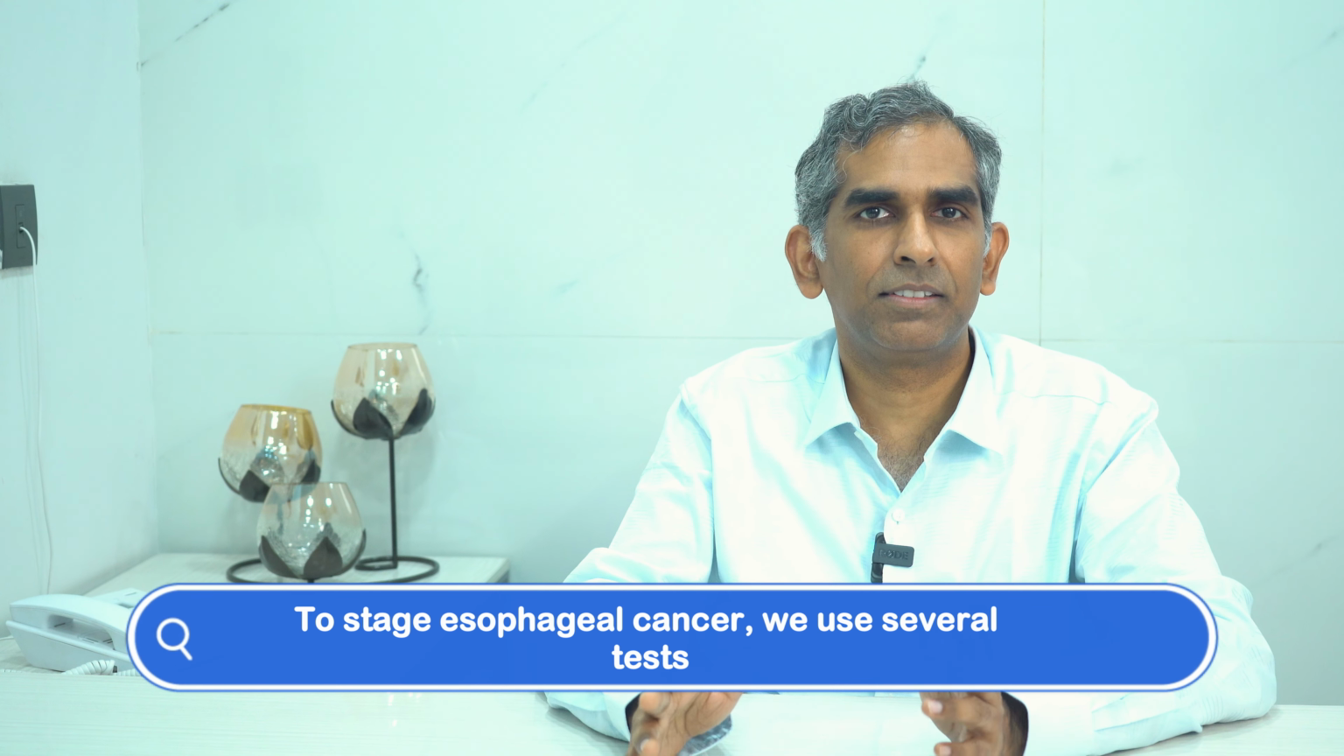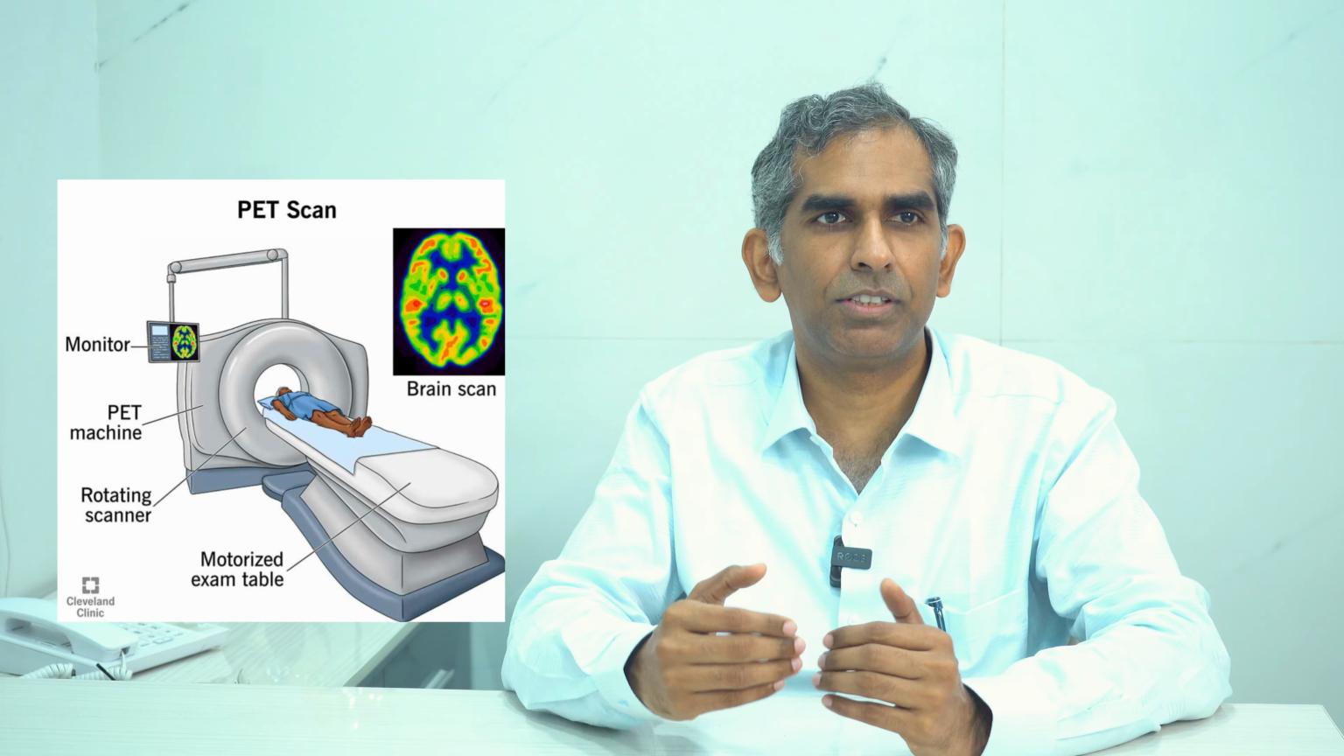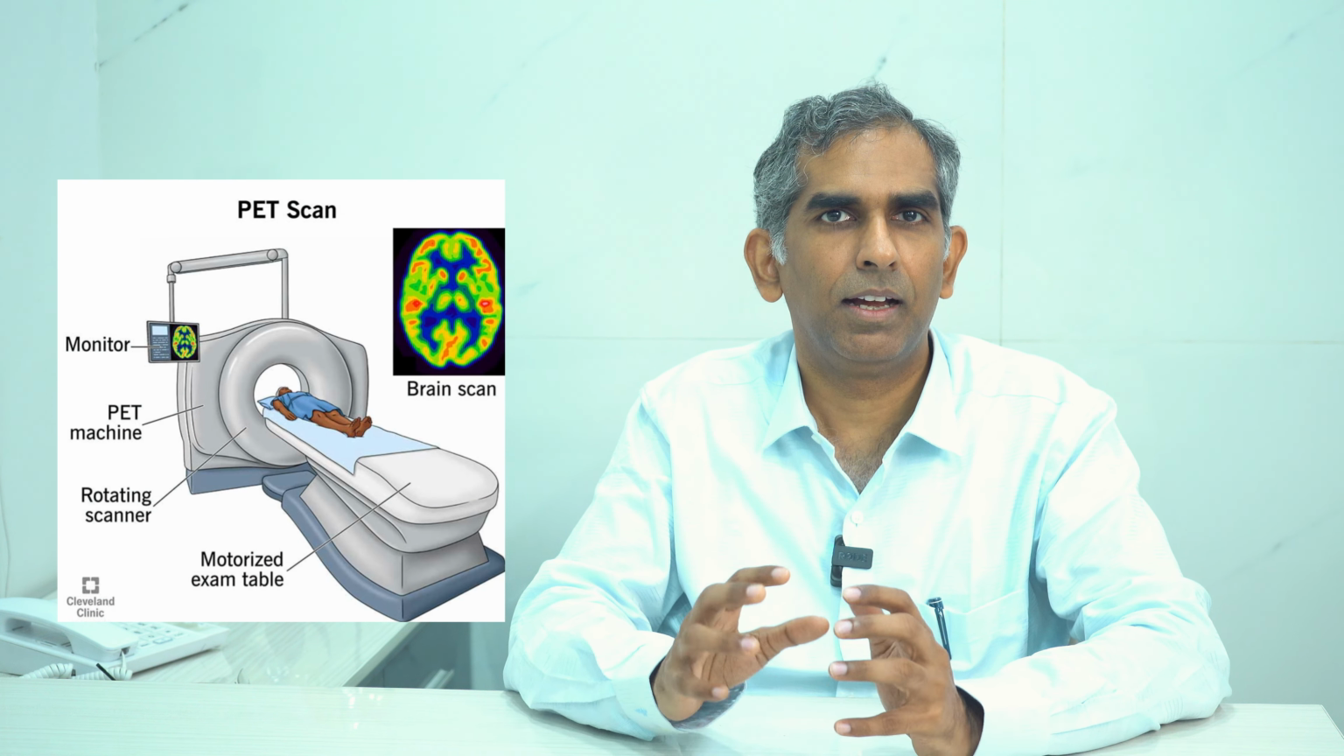To stage esophageal cancer, we do some tests like PET-CT scan. In this, a special sugar-like substance is injected which is attracted to cancer cells. The PET scanner then detects this substance and takes pictures which are then combined with CT scan images and we get to know the stage of the disease. PET-CT scan will give us an accurate idea of the extent of the disease, whether the disease is limited to the esophagus or it has gone into the nearby lymph nodes or it has gone to other parts of the body. Sometimes we do additional tests like endoscopic ultrasound and bronchoscopy to further understand the stage of the disease.